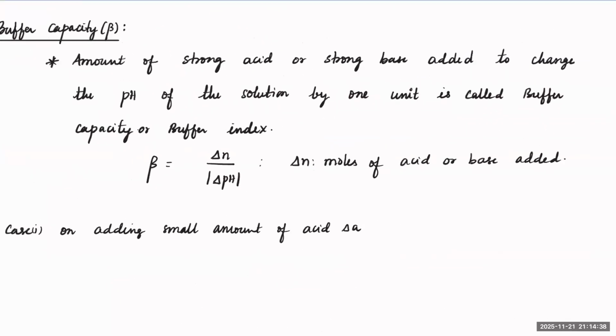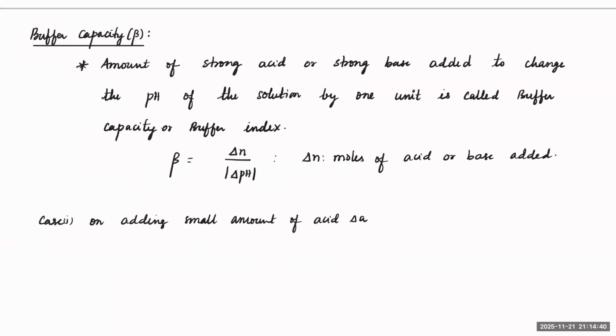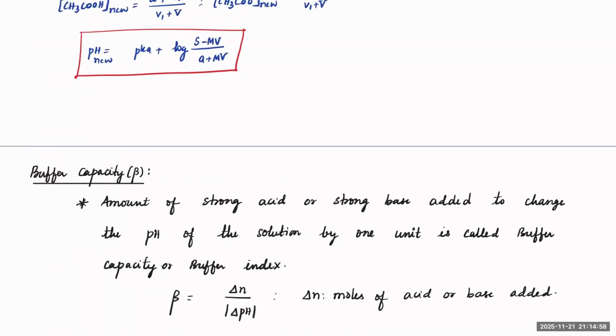Now let's understand what is buffer capacity or buffer index. We use both these terms interchangeably. See, it is the amount of strong acid or strong base that you add to change the pH of the solution by 1 unit. So that means this new pH which you are writing should be 1 unit different.